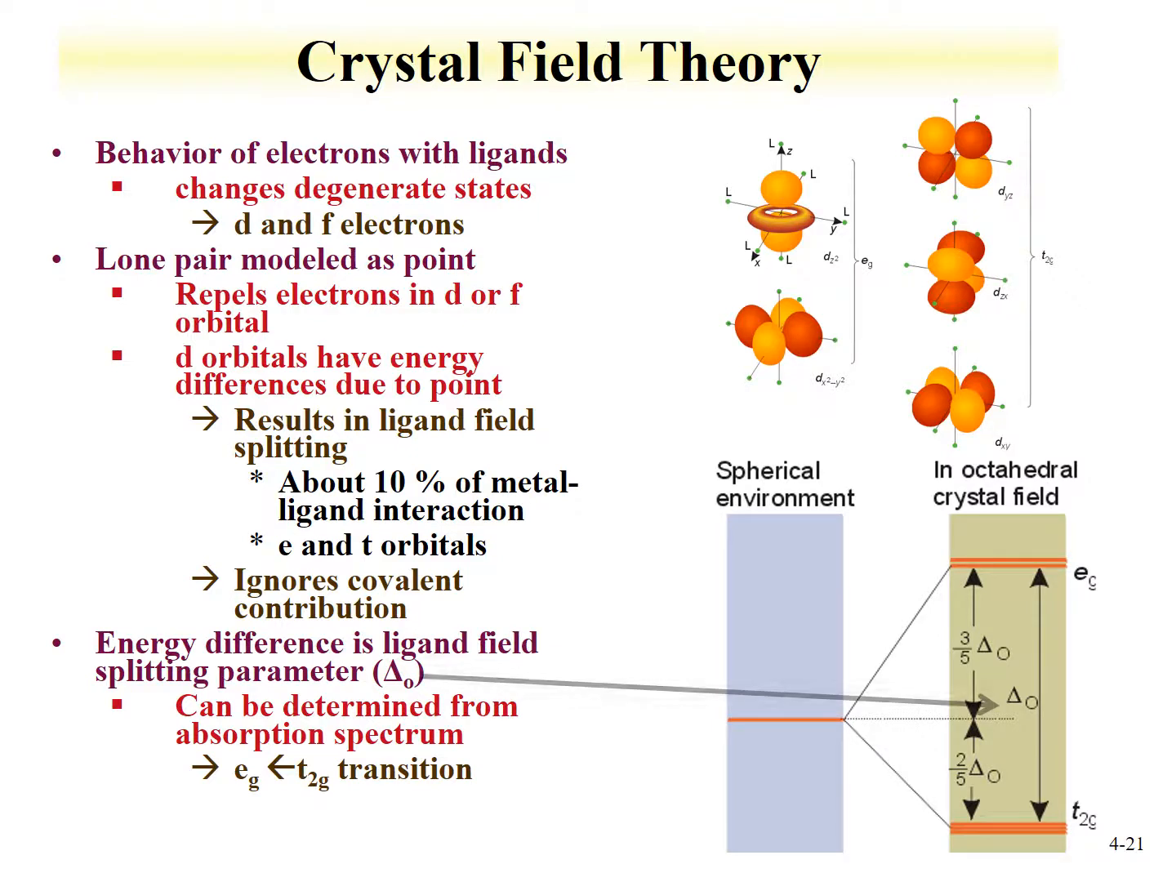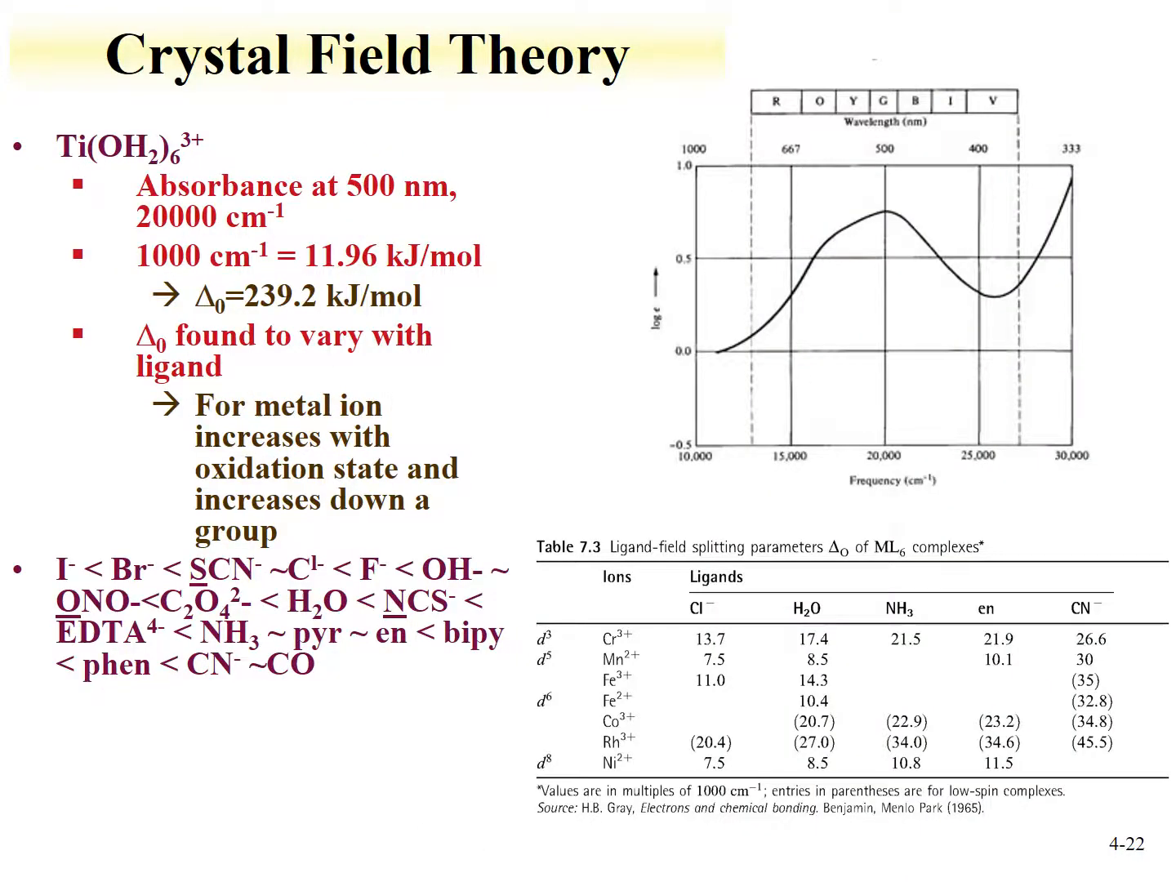This energy difference, this delta term, is called the ligand field splitting parameter, and this can be determined by absorption spectroscopy, where we have a transition from the T2g to the Eg. We measure that through UV visible spectroscopy. An example of that measurement is provided here for a titanium species, where we see the absorbance, measured here in wavelength and here in wave numbers.